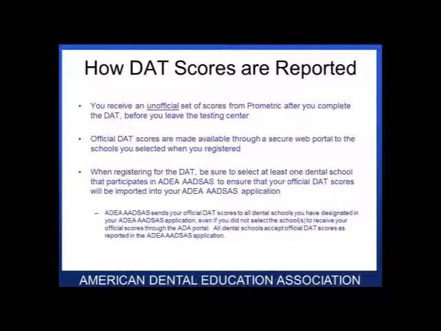And if you selected at least one ADEA AADSAS participating dental school, your scores will be transmitted to ADEA AADSAS for inclusion in your application to dental schools. The process of verifying and transmitting your official scores can take 3 to 4 weeks.